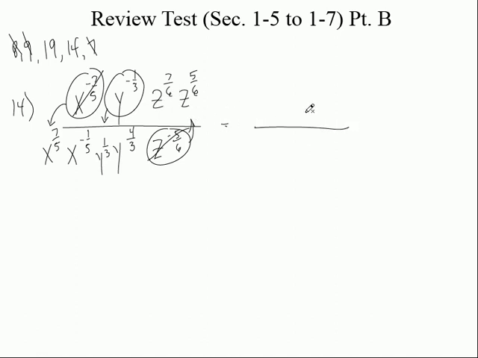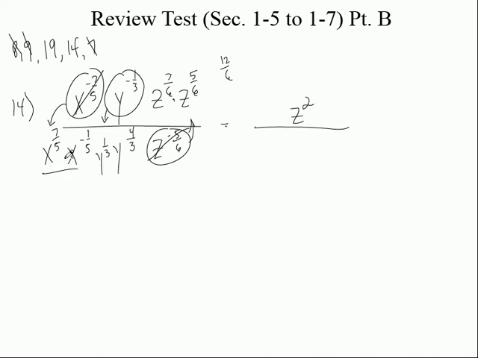Let's do the top. Let's do the z's. So this is going to be z. Now what do I do with the exponents? If I'm multiplying these together, what do I do with the exponents? I add the exponents. So 7/6 plus 5/6 is 12/6. Well, what is 12/6? It's just a 2, isn't it? So it's z squared.